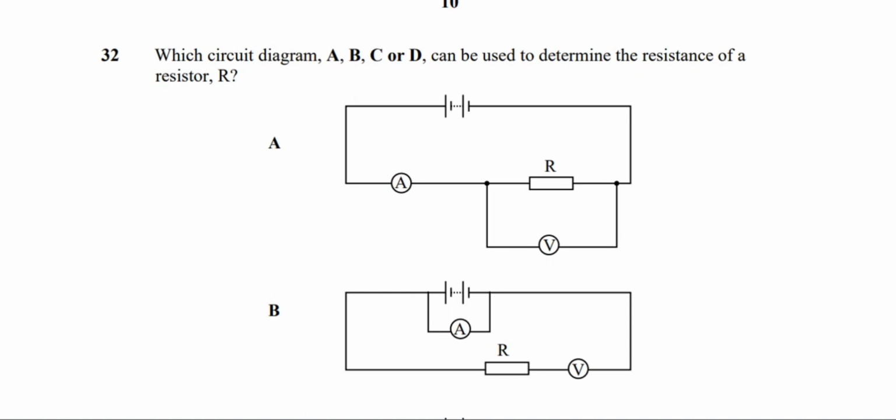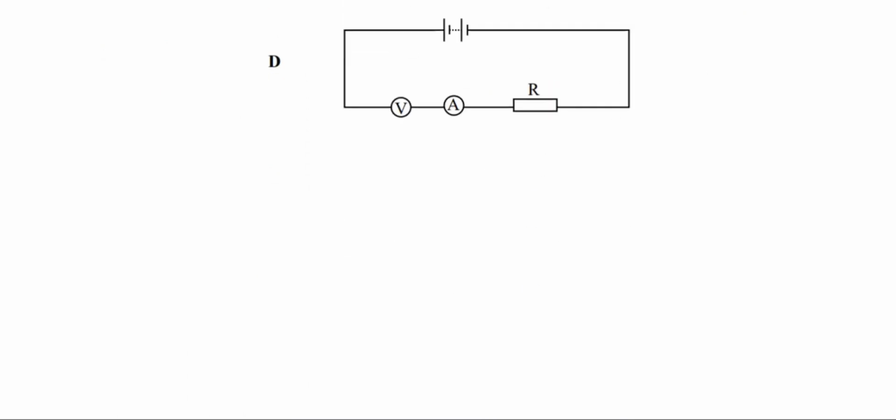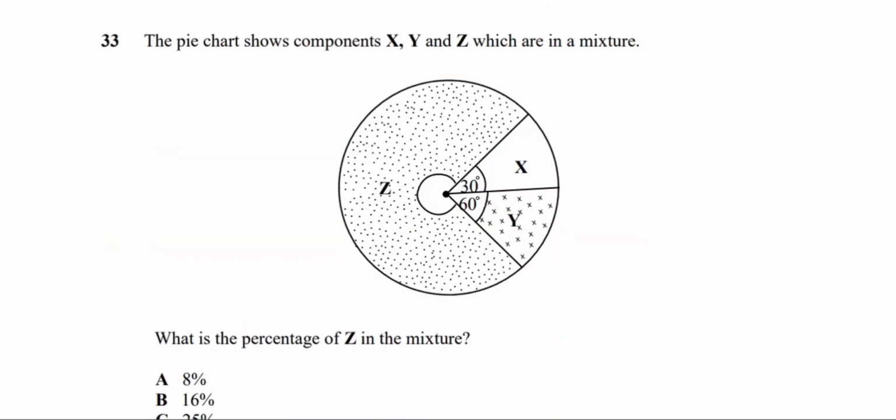32. Which circuit diagram A, B, C, or D can be used to determine the resistance of a resistor R? You can see that R there is a resistor. To determine the resistance, we need to put the voltmeter across the resistor, so we connect them in parallel like this one on A. Then we put the ammeter to measure the current in series. So the voltmeter and the resistor are in parallel whilst the ammeter is connected in series.